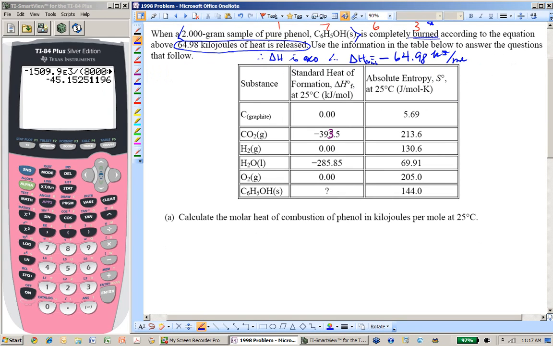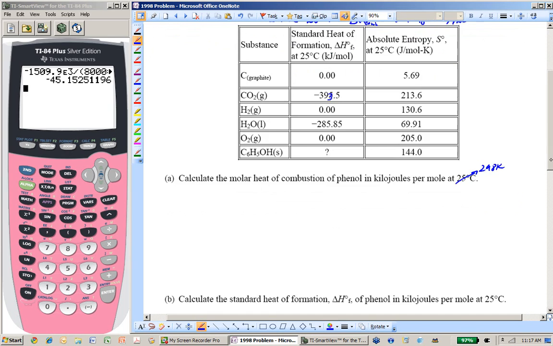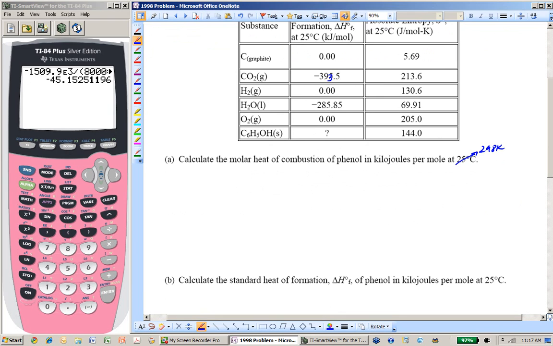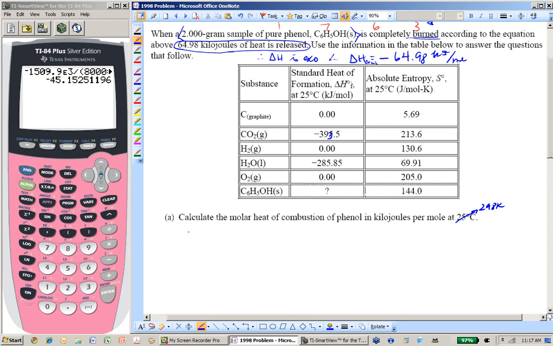So, what else do they want? They've given me this table. I remind you there's a typo right there, 393.5. Everything else was correct. So, first thing is calculate the molar heat of combustion of phenol in kilojoules per mole at 25 degrees Celsius, which you will immediately take to 298 Kelvin, in case you have gas law moment coming up. All right, so how much did I burn? 2 grams. That's a lot of sig figs, isn't it? 2 grams divided by the molar mass, which I need to come up with. I don't think they gave it to me. I'm looking. Nope, got to come up with that.